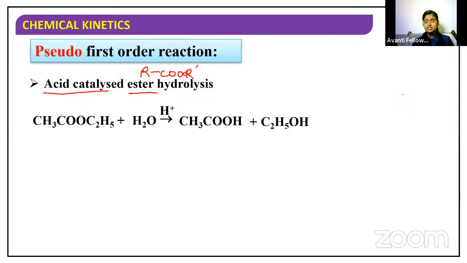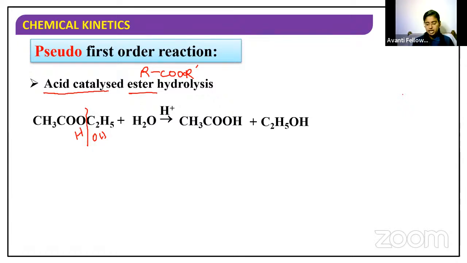One is acetic acid and the other one is ethanol. So this bond will break. We have to add H here and OH here. Using this addition only, we will get these two compounds, carboxylic acid and alcohol. So they are the products. But if you look at the reactants, we have two reactants. One is ester and the other one is water.